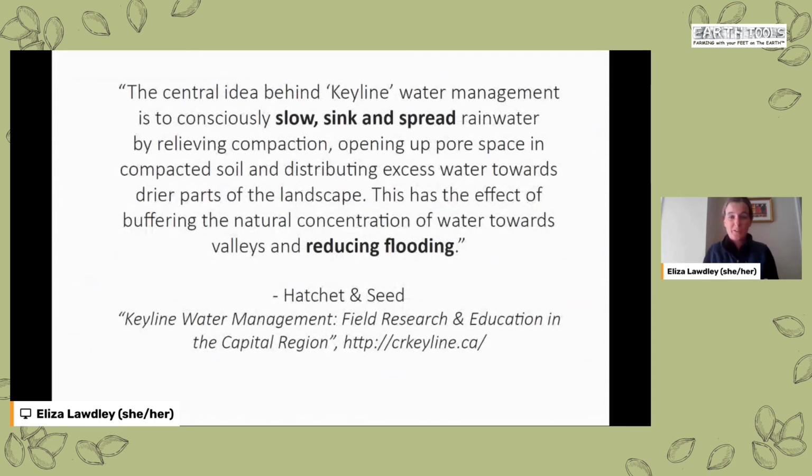So pulling this quote from an awesome organization called Hatchet and Seed. I've left their research study and their website here at the bottom, but they define keyline design to be water management that is consciously slowing, sinking, and spreading rainwater across a landscape, which is helping by relieving compaction, opening up pore space in compacted soil, and distributing excess water towards drier parts of the landscape. This has the effect of buffering the natural concentration of water towards valleys and reducing flooding.